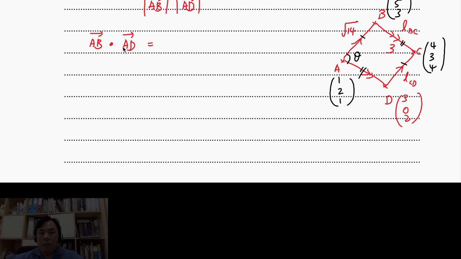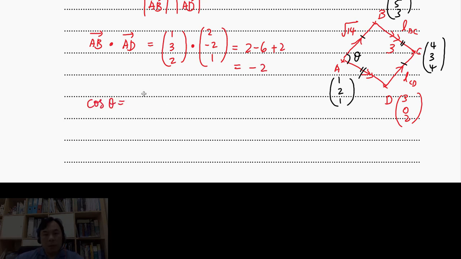BAD, so AB scalar product with AD. AB is 1, 3, 2, the scalar product with AD. AD here is 2, negative 2, and 1. That will give us negative 6 plus 2, which is negative 2 here. So from here, cosine theta will be equal to negative 2 divided by root 14 times 3 there.